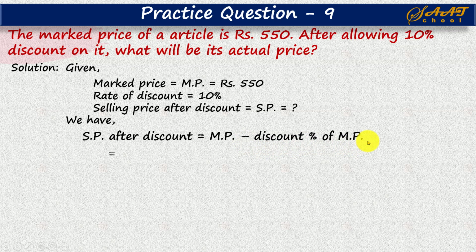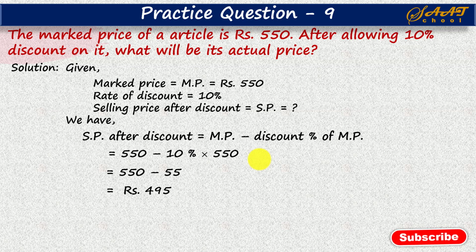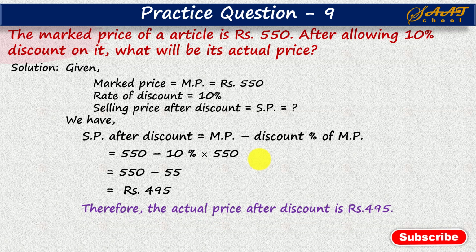Here we have the mark price, which is 550, and the discount is 10% of this 550. If you calculate 10% of 550, that equals 55. Now once you subtract 55 from 550, that equals 495. So that is the actual price after discount. The actual price after discount is 495.